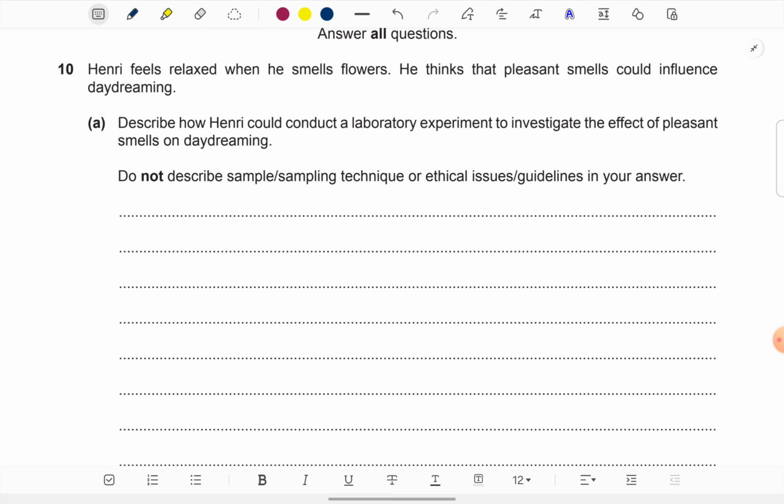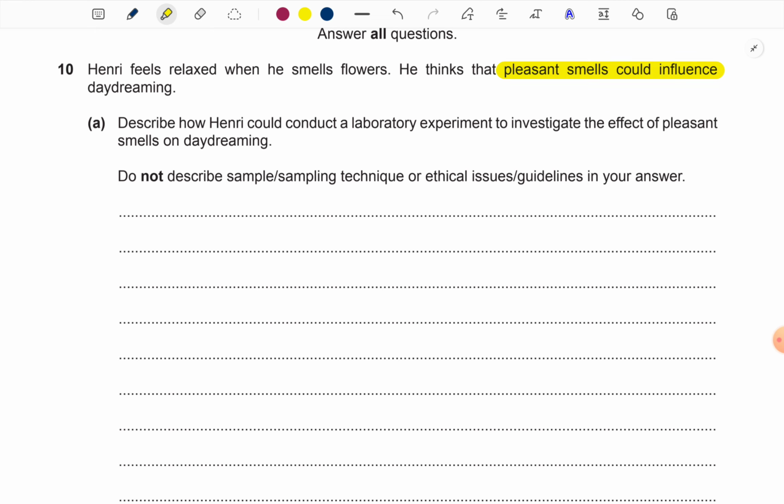Okay, so let's read the scenario first carefully. Henry feels relaxed when he smells flowers. He thinks that pleasant smells could influence daydreaming. Describe how Henry could conduct a laboratory experiment to investigate the effect of pleasant smells on daydreaming. Do not describe sample or sampling technique or ethical issues or guidelines in your answer.